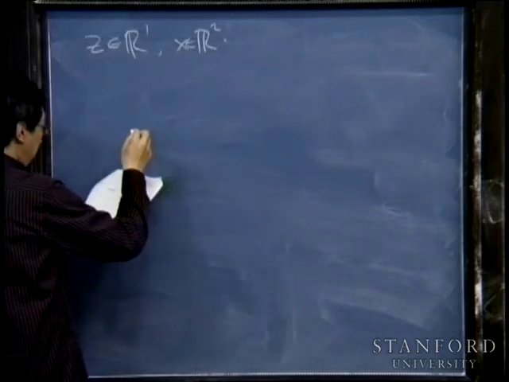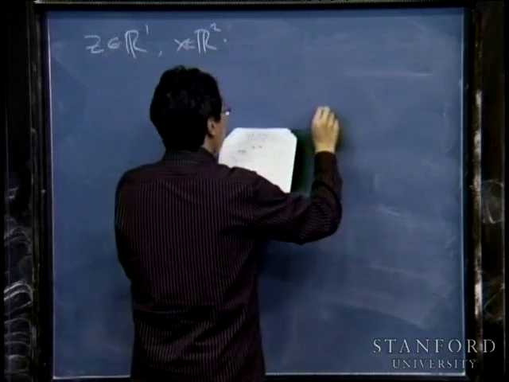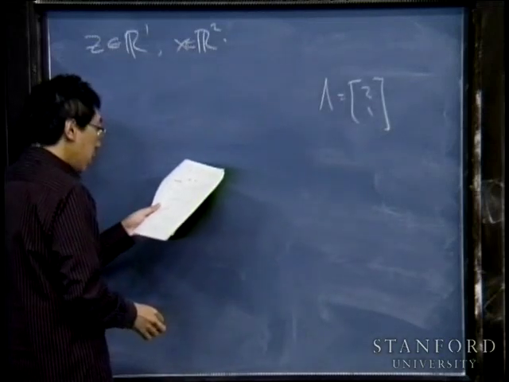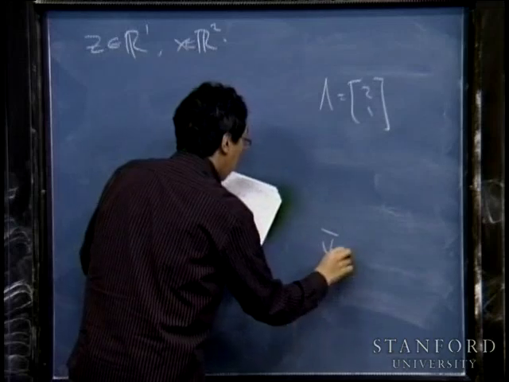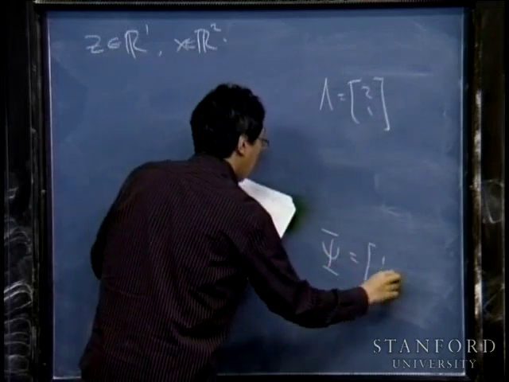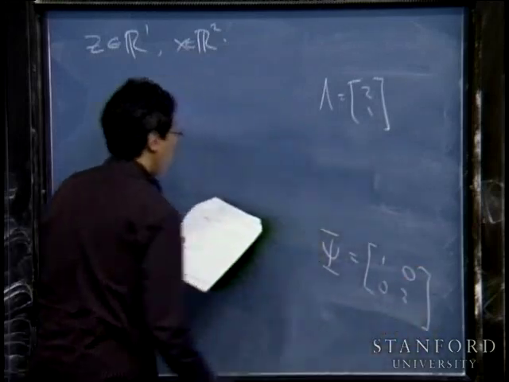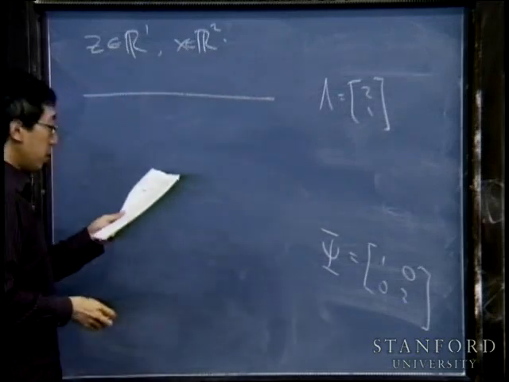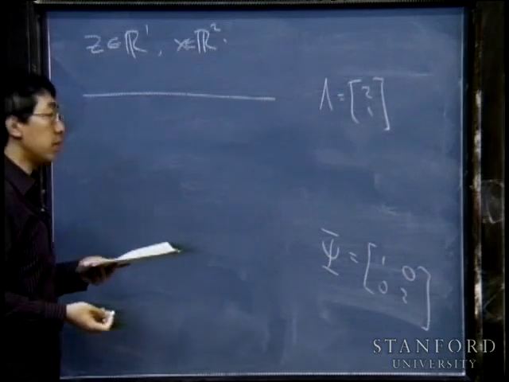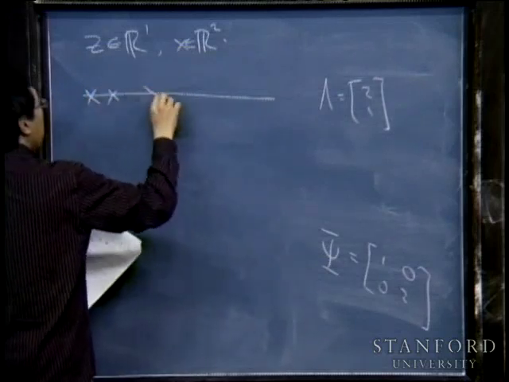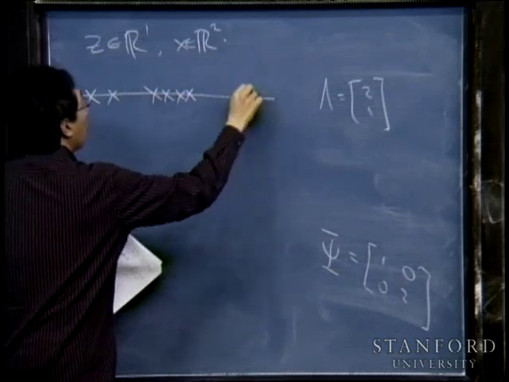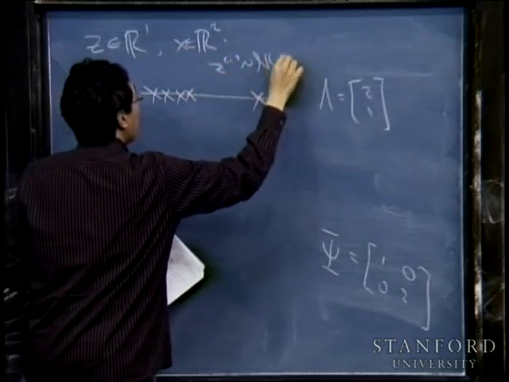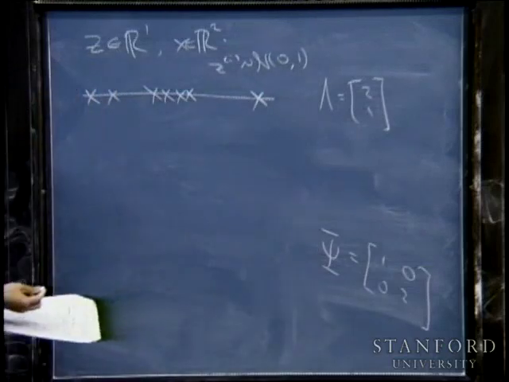Let me assume that lambda is (2, 1), and psi, which has to be a diagonal matrix, remember, is this. z is one-dimensional, so let me just draw a typical sample for z. If I draw z_i from a Gaussian, that's a typical sample for what z might look like.